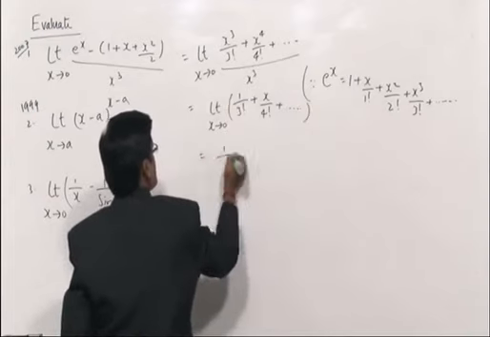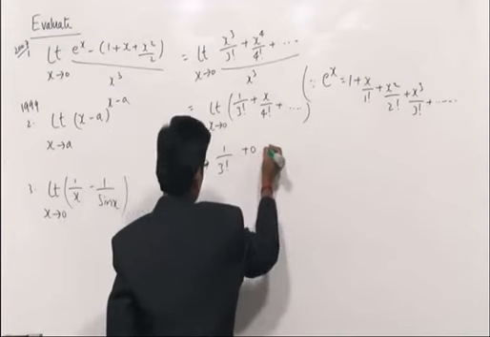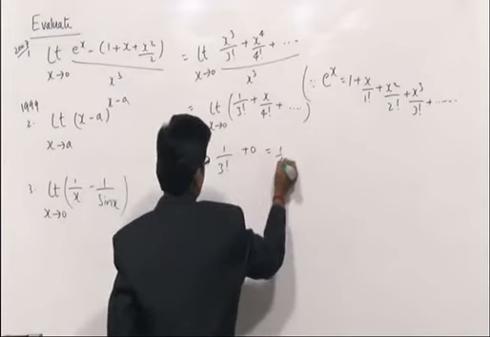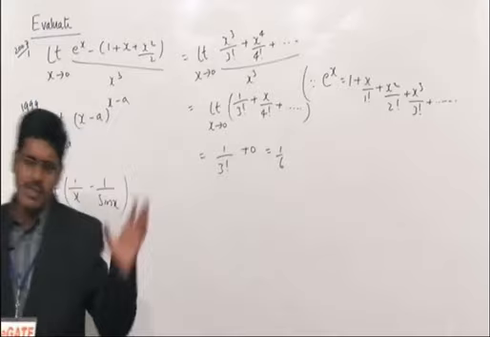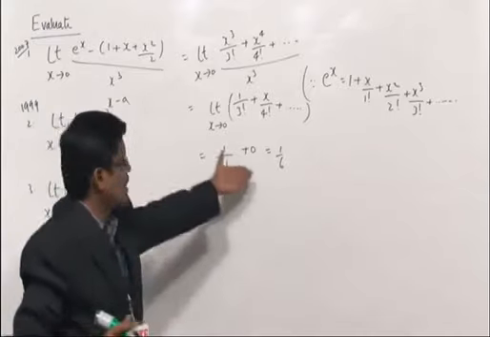Now limit of a constant is itself, 1 by 3 factorial. The remaining terms all contain x, so they become 0. 0 divided by a non-zero number is 0. So this becomes 1 by 6. Or you can apply the L'Hospital rule, which I already gave in the second method of the last problem. You will get again 1 by 6.